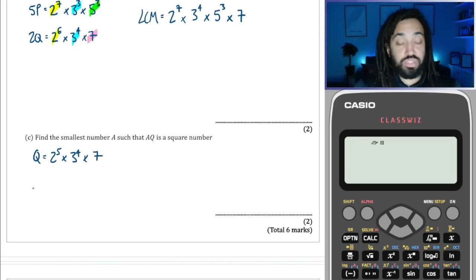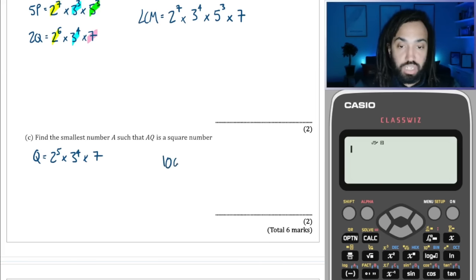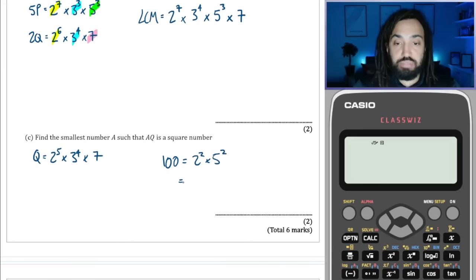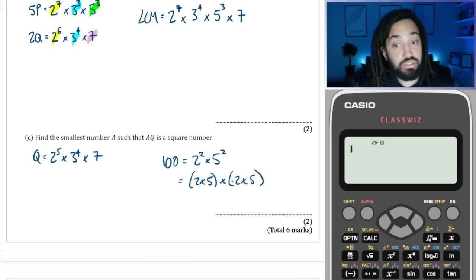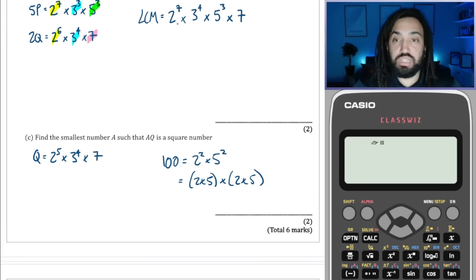Now, in order to be a square number, your prime factors must be raised to even powers. So, for example, 100 is 2 to the 2 times 5 to the 2. And because those powers are even, I can split it up into 2 times 5 times 2 times 5, which is 10 times 10, which makes it a square number.